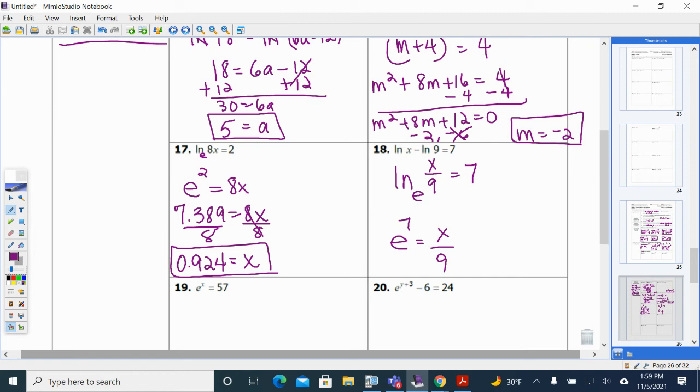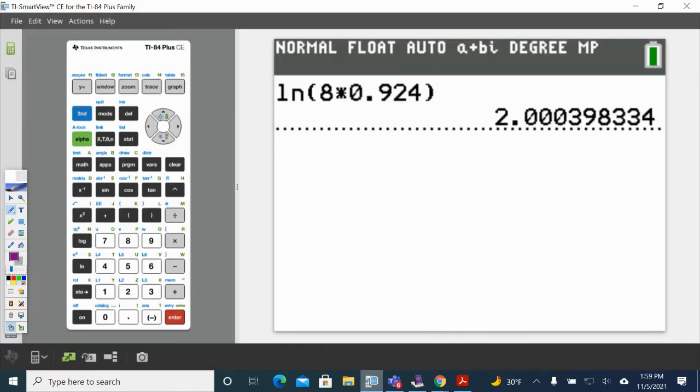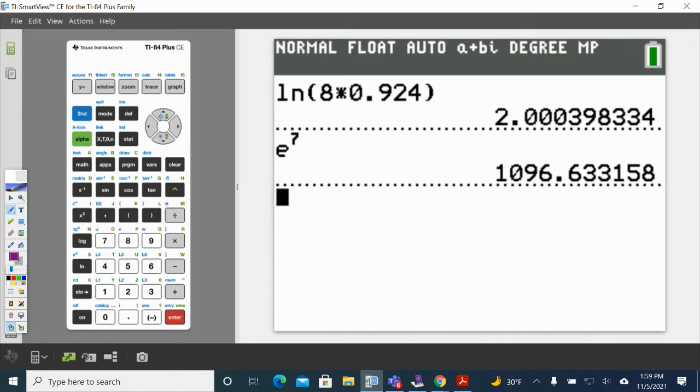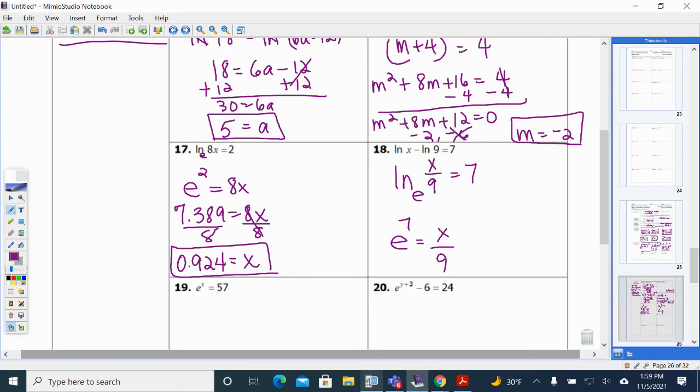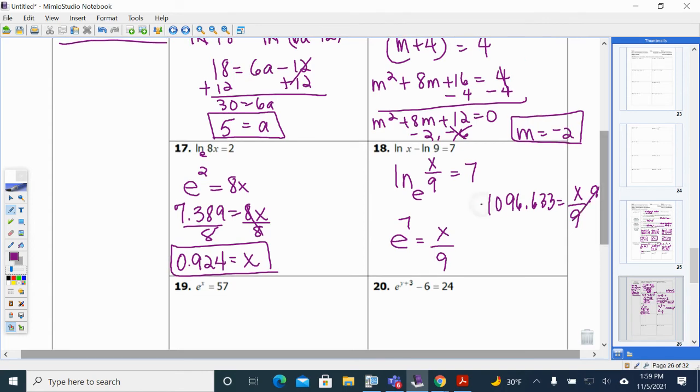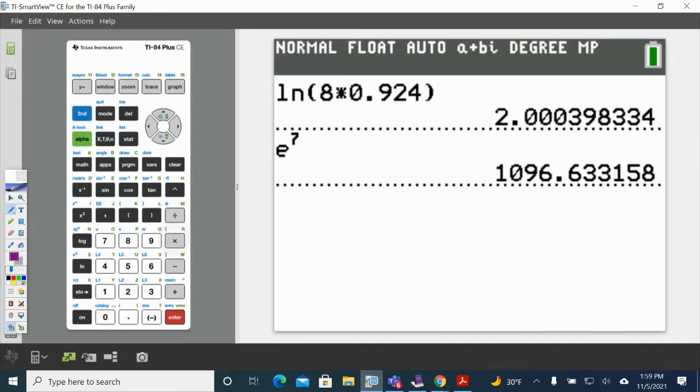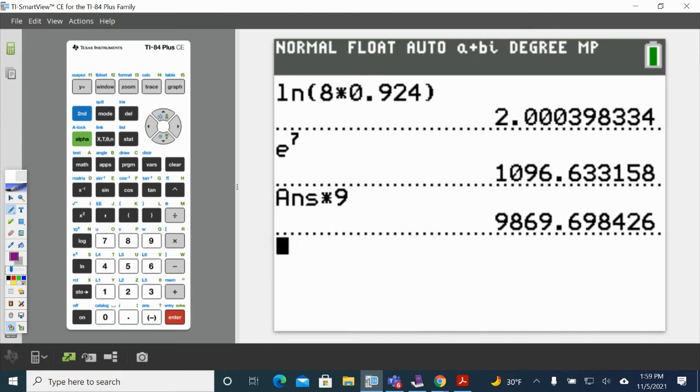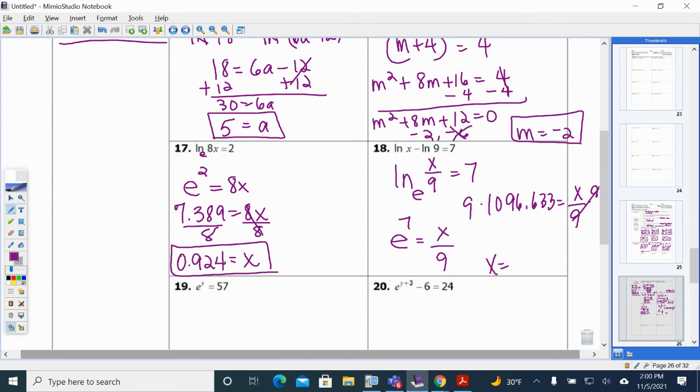So we're going to do e to the 7th power, which is 1096.633. So I'm going to bring this over here. 1096.633 is equal to x over 9. We need to multiply by 9 on both sides. So take that answer times 9, and we get 9,869.698 for x.